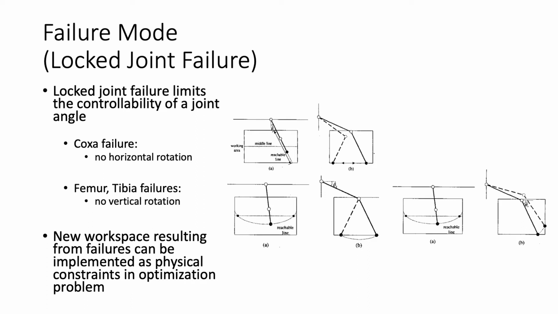So the reachable workspace of that uncontrollable leg is considerably shrunk. And the new shrunk workspace resulting from failures can be implemented as the physical constraints in an optimization problem.